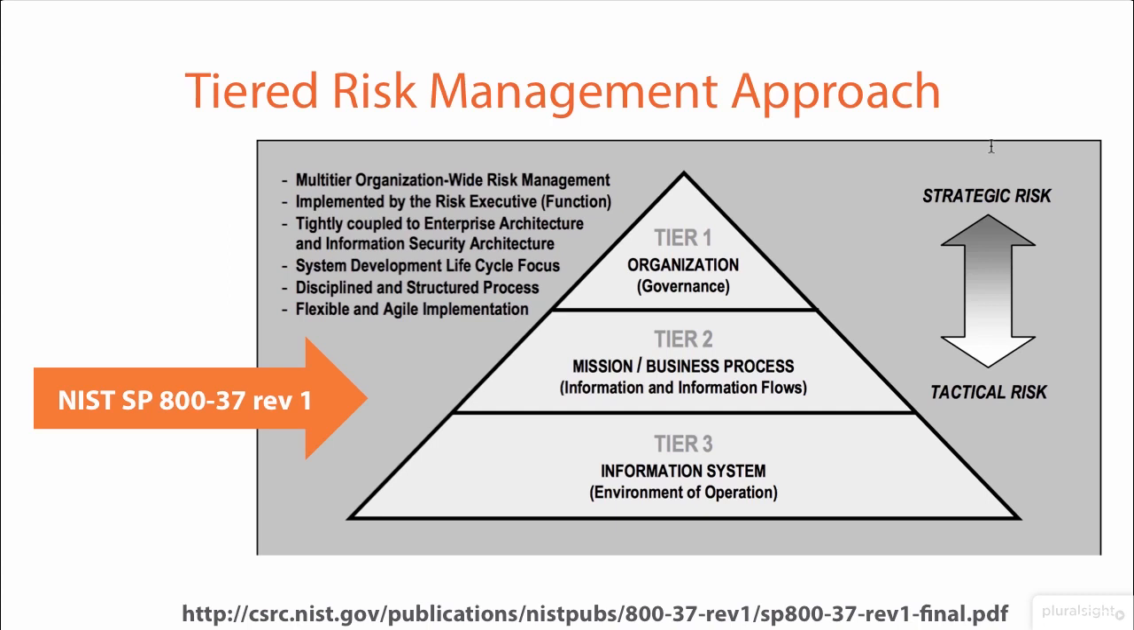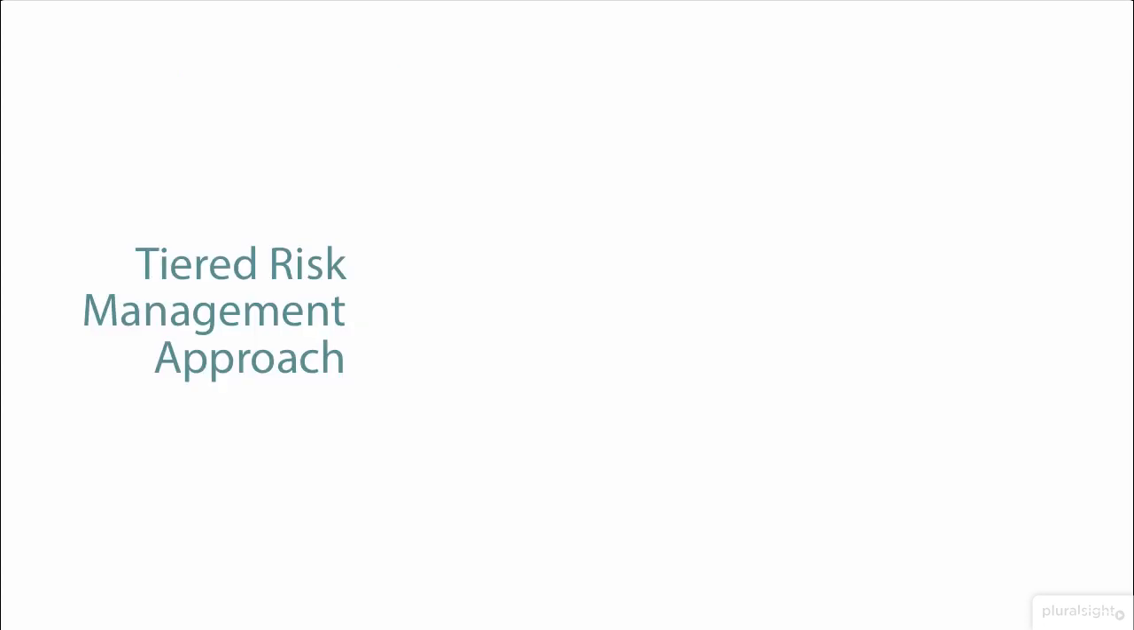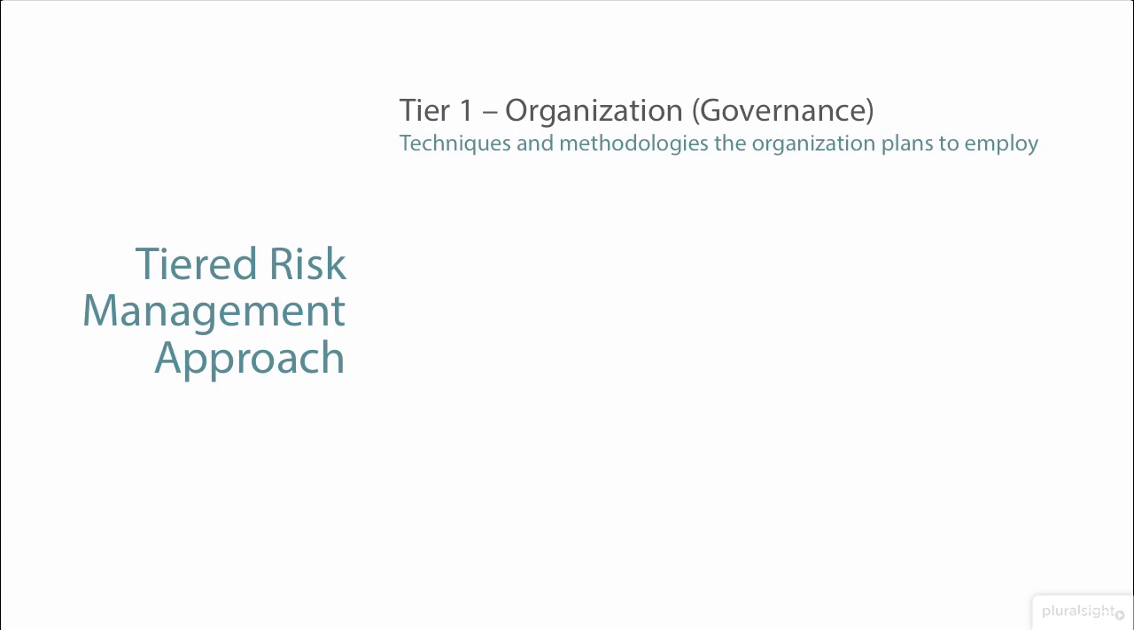And this is going to seem very familiar. Let me break these 3 tiers out for you, starting with tier number 1. So tier number 1 is the actual organizational level. This is where the governance is created. So what kind of things do we need here?